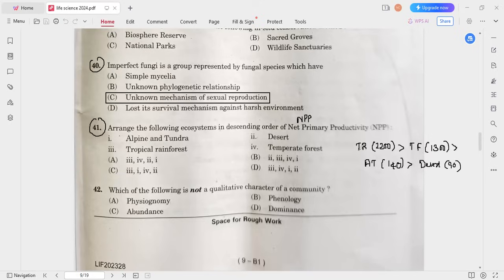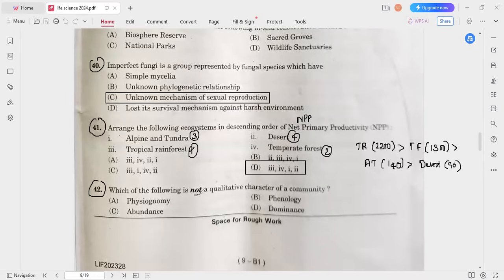So the first one is tropical rainforest. Next temperate forest, then alpine and tundra, and at last desert. So just match this with the options. It is option D, right? Option D is the correct answer: tropical rainforest, then temperate forest, then alpine and tundra, at last desert. So here option D is the correct answer for question number 41. Okay, so now move on to the next question, that is question number 42.